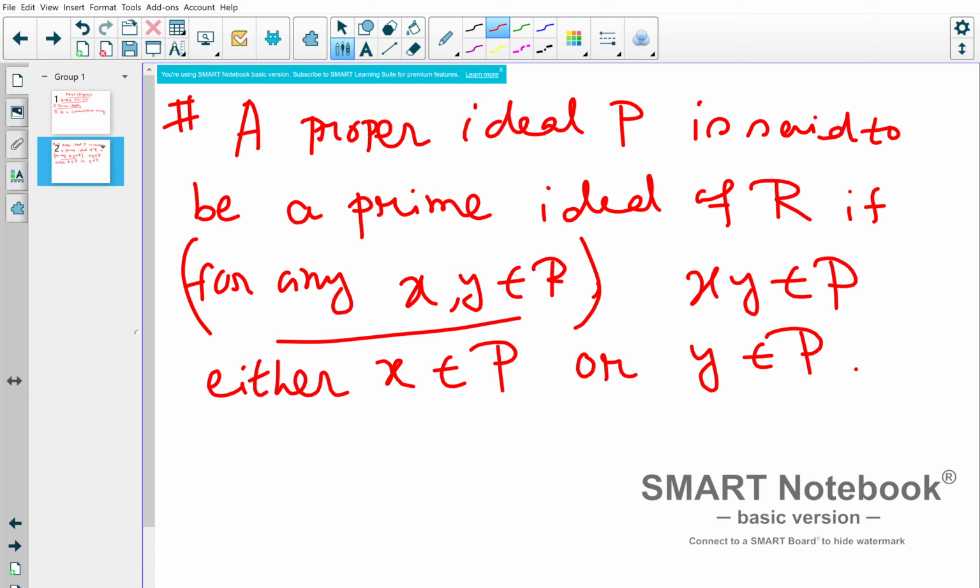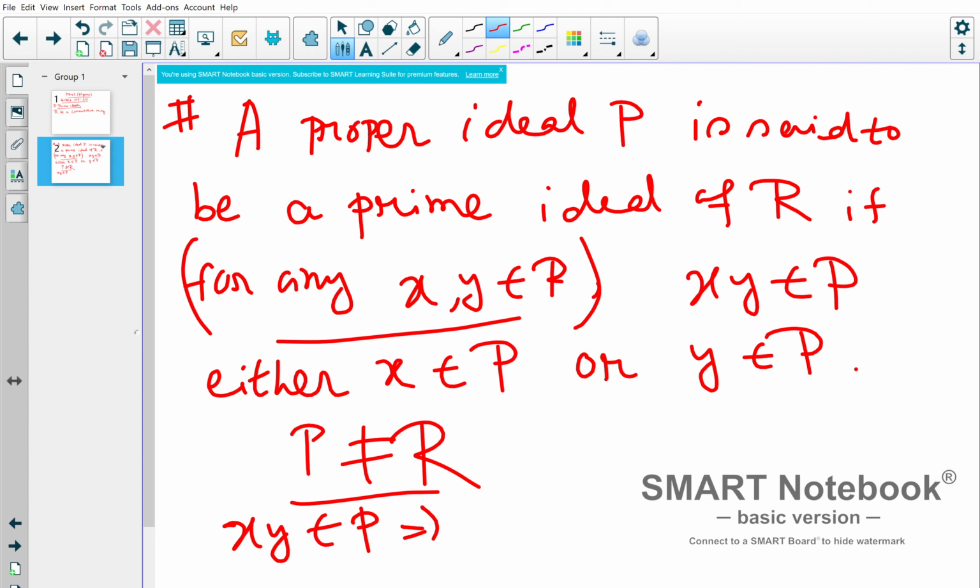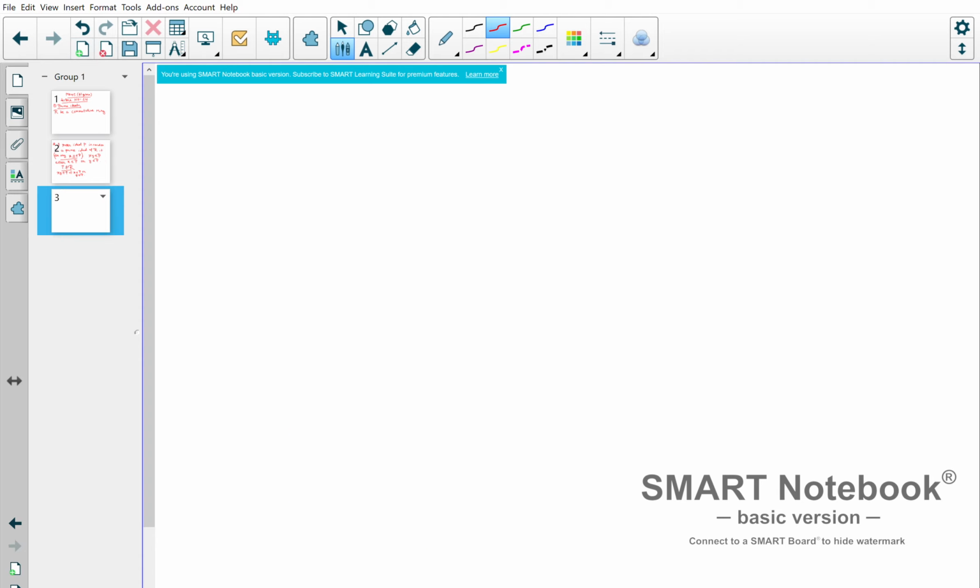So this is the definition of a prime ideal. Prime ideals cannot be the full ring, and whenever the product of two elements belongs to P, then either x belongs to P or y belongs to P. This is the mathematical definition of a prime ideal. Now let me give some examples and show you how this is a generalization of the notion of primes in the rational integers, the rational primes.